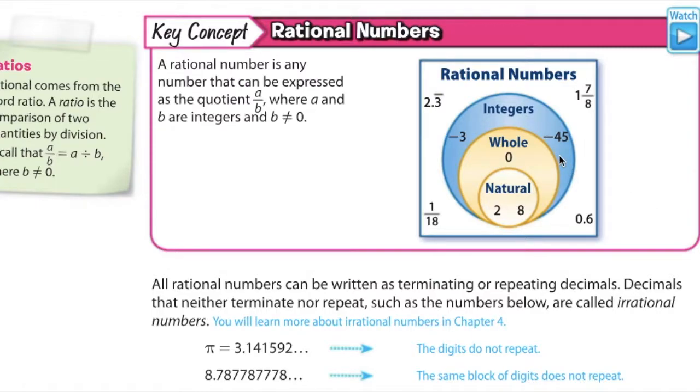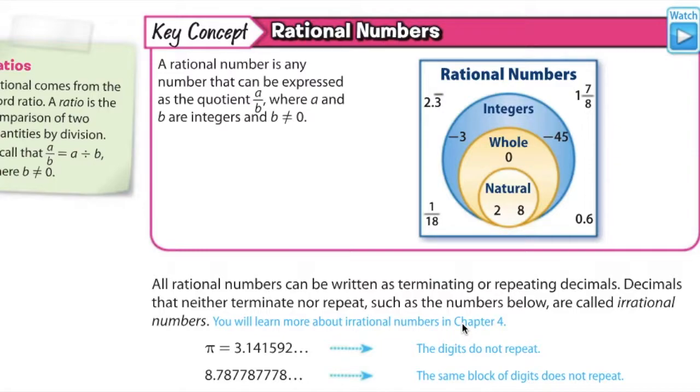Here is a graphic for you to reference when you're thinking about our real number system, starting at our natural numbers, including our whole numbers, then adding in the integers, and then rational numbers. All rational numbers can be written as terminating or repeating decimals. However, we have some numbers that are not terminating or repeating, and those are called irrational numbers.